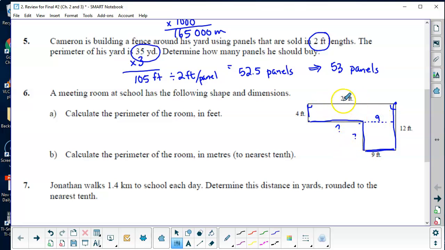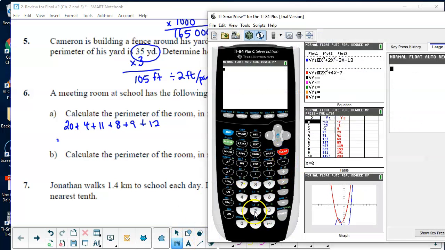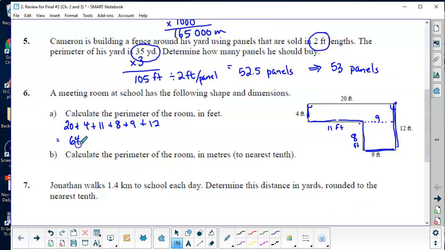The total is 20. So 20 minus 9 is 11. So this is going to be 11 feet. And then same thing here. This whole thing is 12. This is 4. So this would be 8 feet. So now when we add them up, 20 plus 4 plus 11 plus 8 plus 9 plus 12. Now this is one way of doing it. So 20 plus 4 plus 11 plus 8 plus 9 plus 12 is 64 feet.